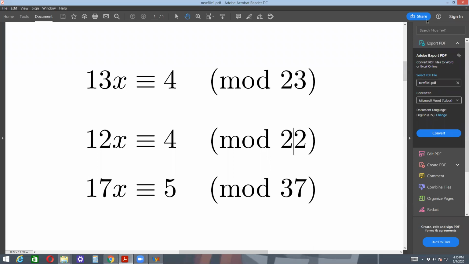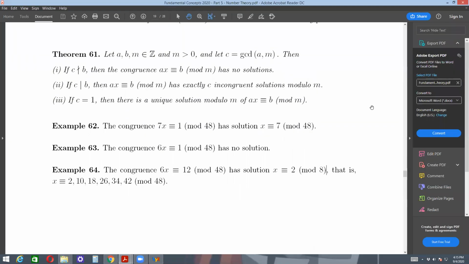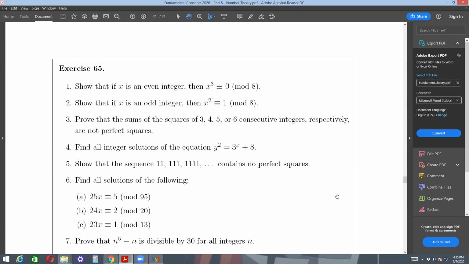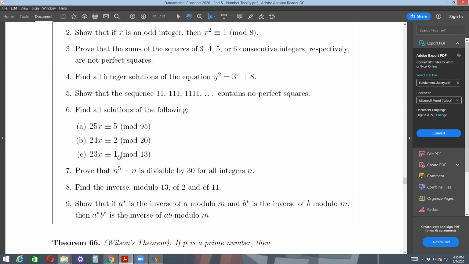I'm sharing the entire screen, so I could just ignore this. Okay, so we are back to this. All right, so these, you all could try those as well.